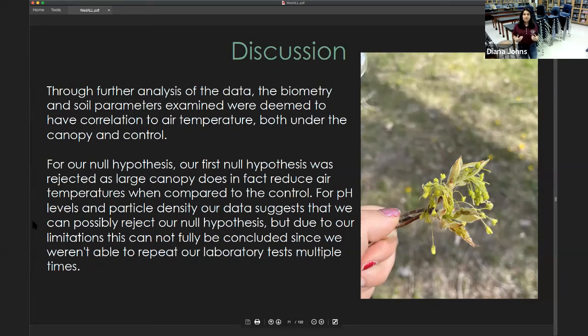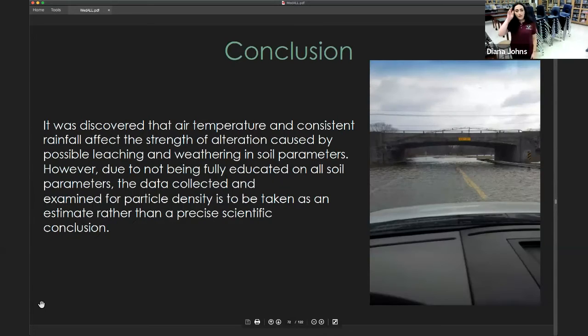After collecting our data, we rejected our first null hypothesis, as our data suggested that the large tree canopy does in fact reduce air temperatures when compared to areas outside the canopy. Data to support or reject our other 2 null hypotheses was insufficient to make any significant conclusions. The second and third null hypotheses were accepted, meaning that no significant correlation was found between soil values and the atmospheric parameters measured.